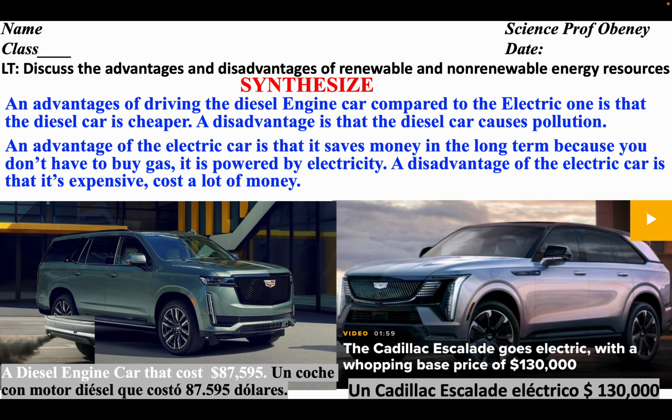An advantage of driving the diesel car compared to the electric one is that the diesel car is cheaper, it's less expensive. And a disadvantage is that the diesel car causes pollution. An advantage of the electric car is that it saves money in the long term because you don't have to buy gas. It's powered by electricity. A disadvantage of the electric car is that it's expensive. It costs a lot of money.